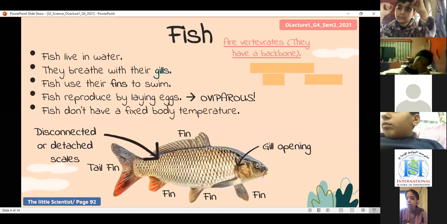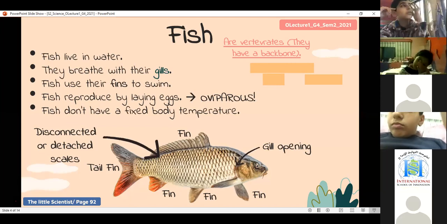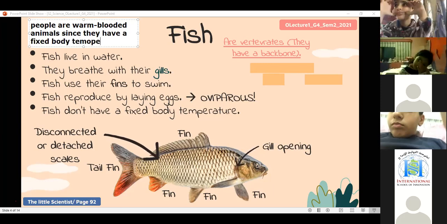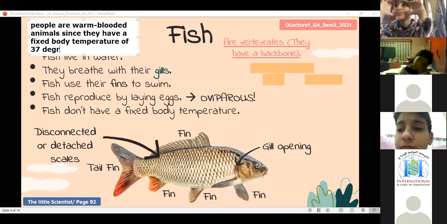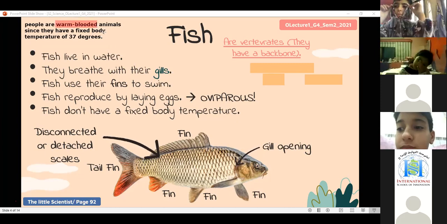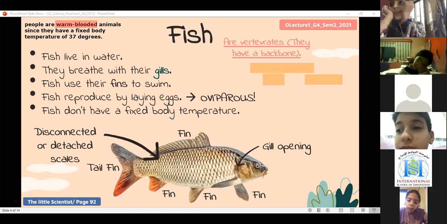As a human, me, Maya, Salma, Rev, all of us, we have the same body temperature. All humans have the same body temperature, which is 37 degrees. So we are not cold-blooded. People are warm-blooded animals. So I will write it right here. People are warm-blooded animals since they have a fixed body temperature of 37 degrees. We all have a temperature of 37 degrees, and for this reason, we say that we are warm-blooded and not cold-blooded. Cold-blooded animals like fish don't have a fixed body temperature like us. Their body temperature changes, like Maya said, according to the surrounding. It changes with the environment, with the surrounding, okay?